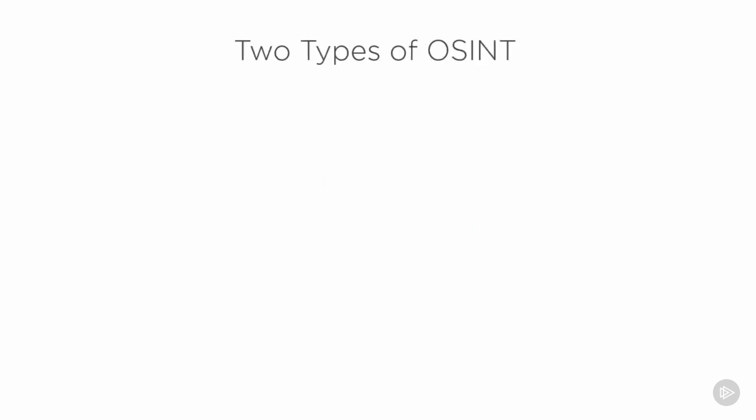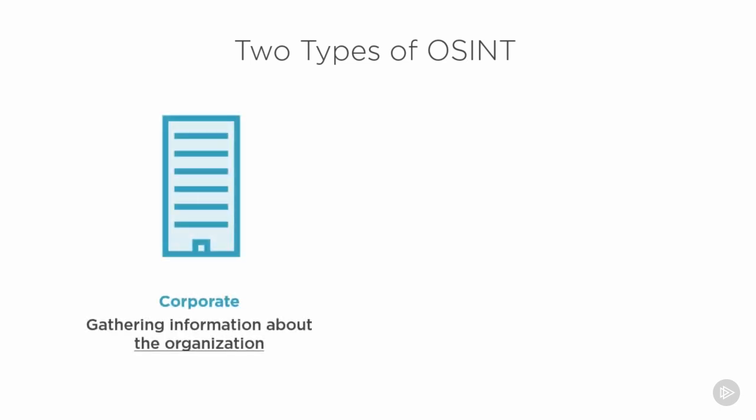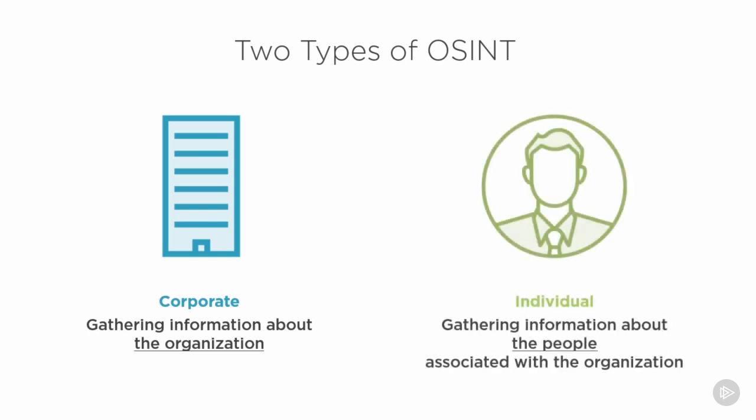The PTES focuses on two key types of OSINT. Corporate OSINT, where the information gathered is relevant to the organization, and individual OSINT, where the information gathered is relevant to the people associated with the organization. This course focuses on the former, corporate OSINT gathering.